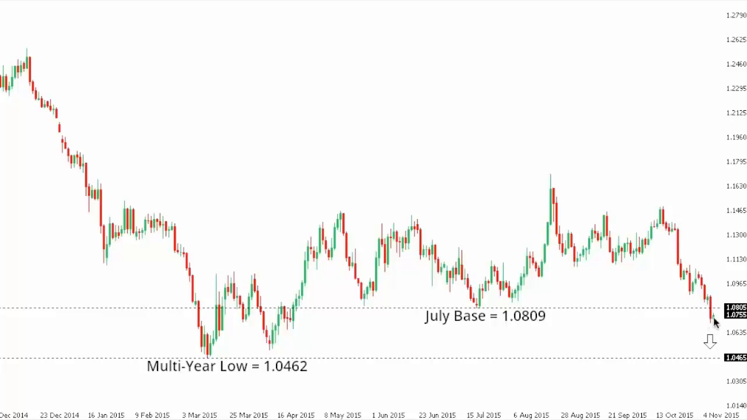Euro dollar. So the euro is clearly now focused on a retest of that multi-year low from back in March at 104.62, following the latest breakdown below the July base at 108.09. At this point, any corrective action should be very well capped into the 110 area, while ultimately only back above 113 would compromise the immediate bearish outlook.